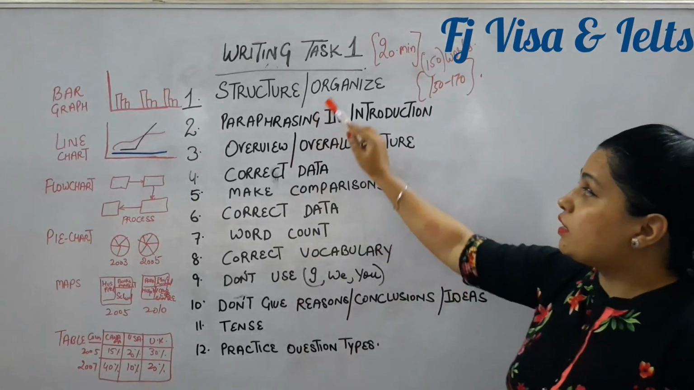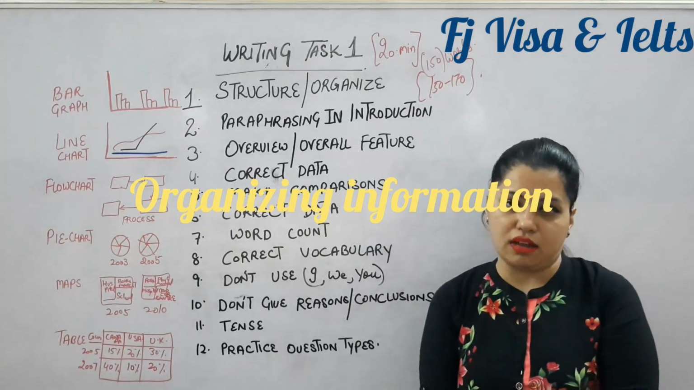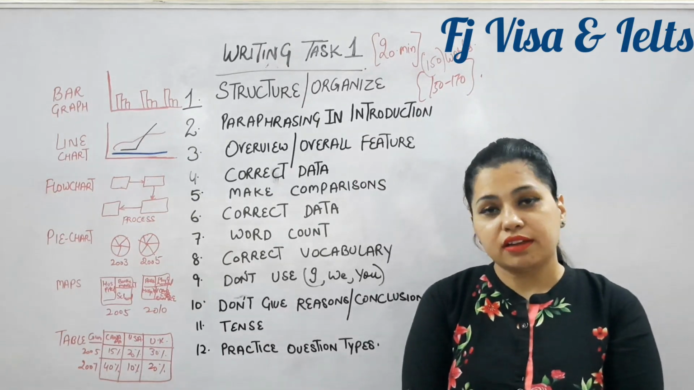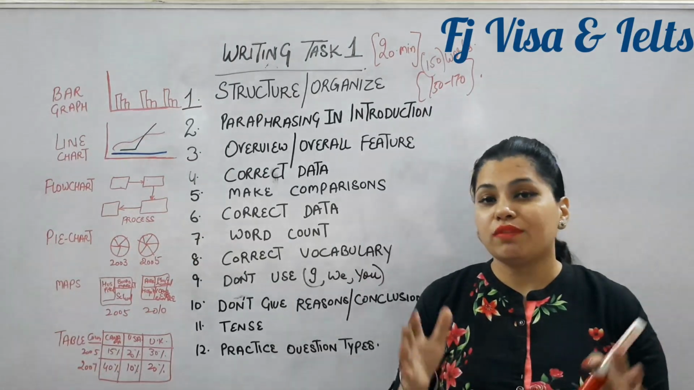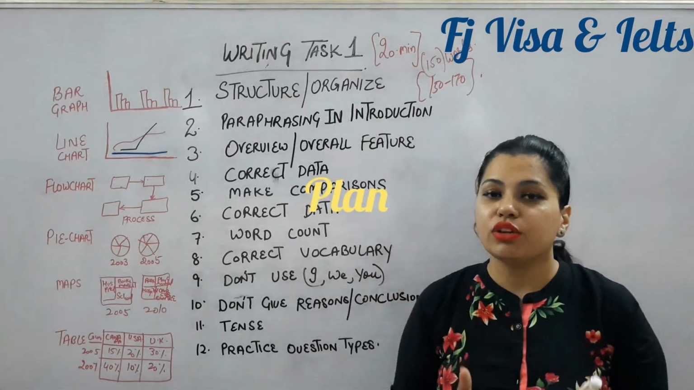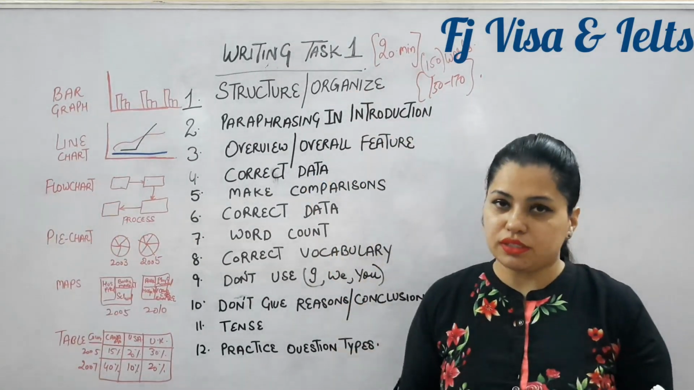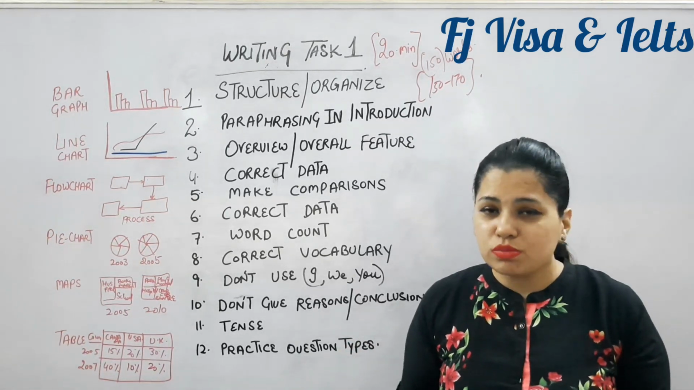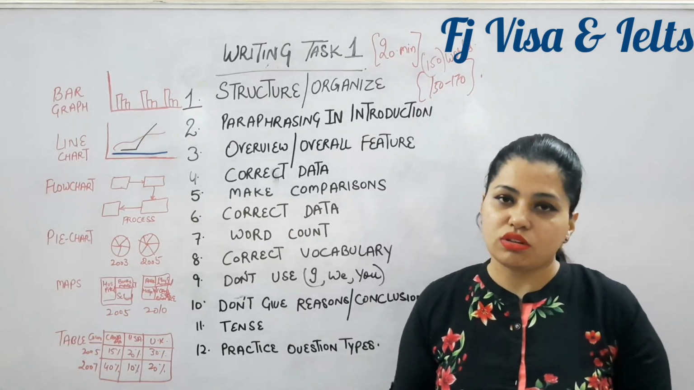We'll start with the first point, that is structure, or how to organize your task. This is the first thing you have to do. In writing task 1, as soon as the image is in front of you, you have to plan how you will summarize your information in 150 to 170 words. It should not go beyond that, otherwise you will not lose marks, but you will waste your time. You have to complete the other task also.